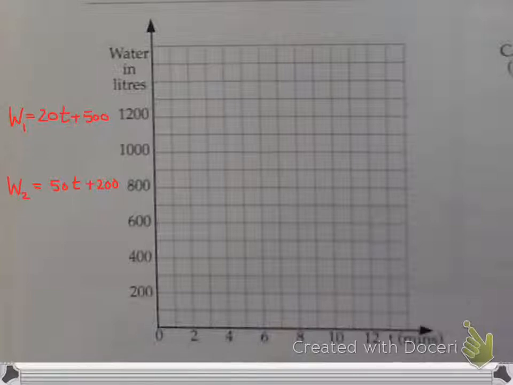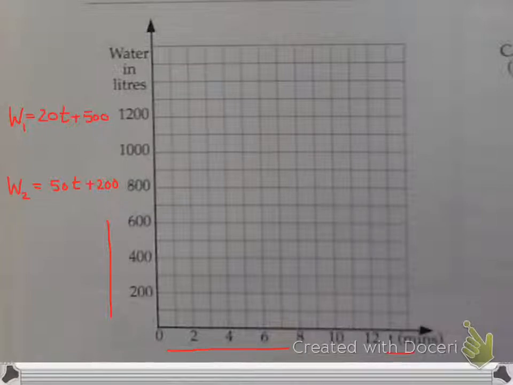And the question asks, at what point in time do the tanks have the same level of water in them? Well, the answer to that question is going to be the intersection of these two lines that I'm going to draw on this graph. I've chosen this problem to do because the scales don't go up evenly. Well, they do go up evenly, but they go up by different amounts in different directions.